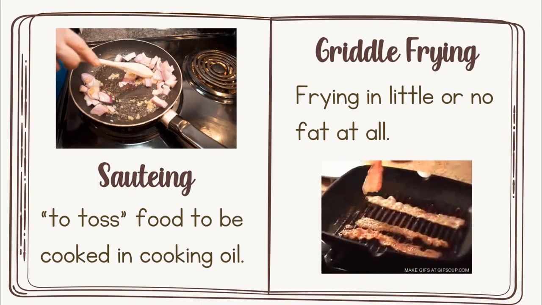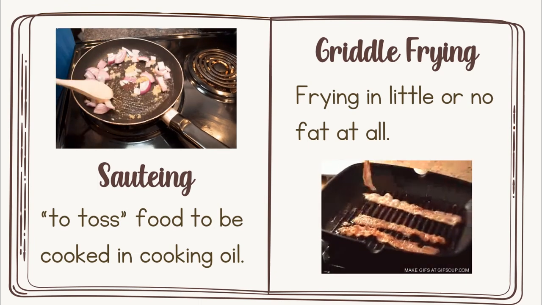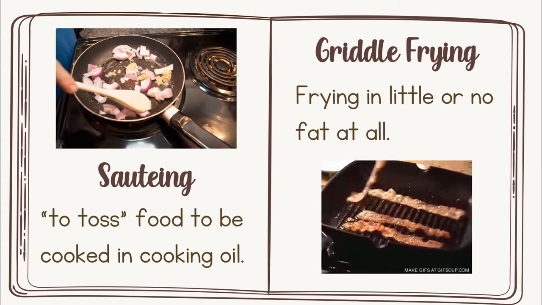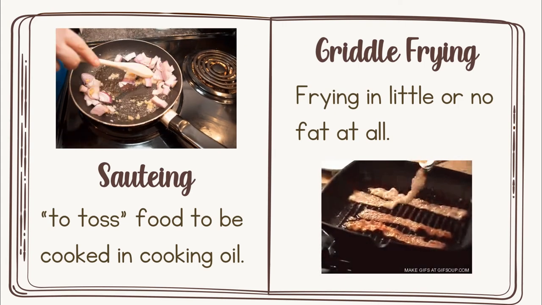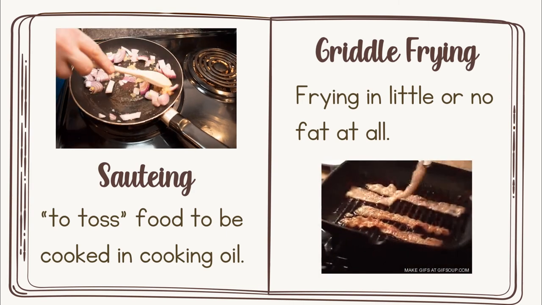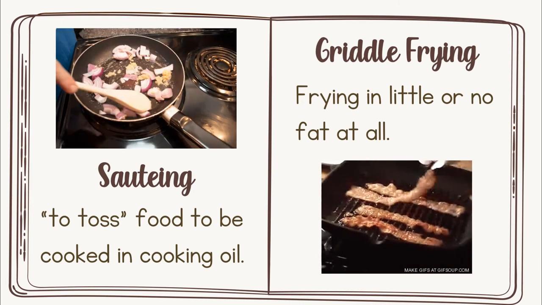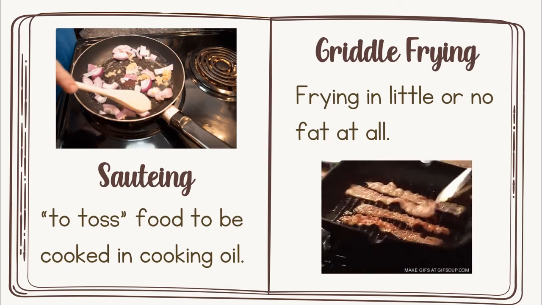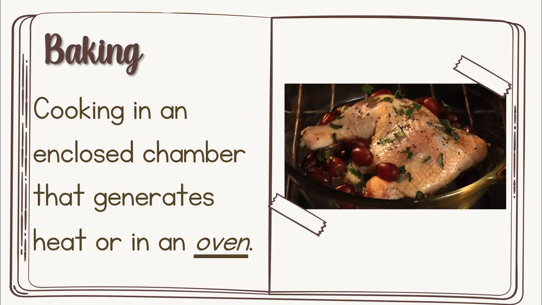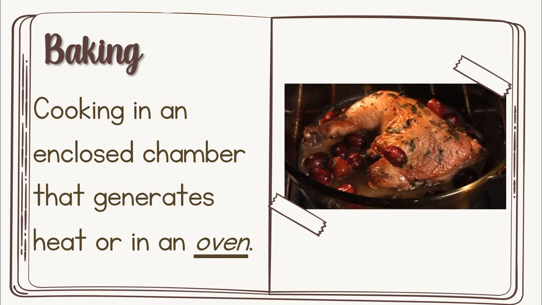Another type of frying is sautéing, a French term meaning to toss or to jump the food to be cooked in cooking oil. An example of that is chicken and mushroom. Next, we have the griddle frying, or frying in little or no fat at all. And we have baking, or cooking in an enclosed chamber that generates heat, or what we call an oven.